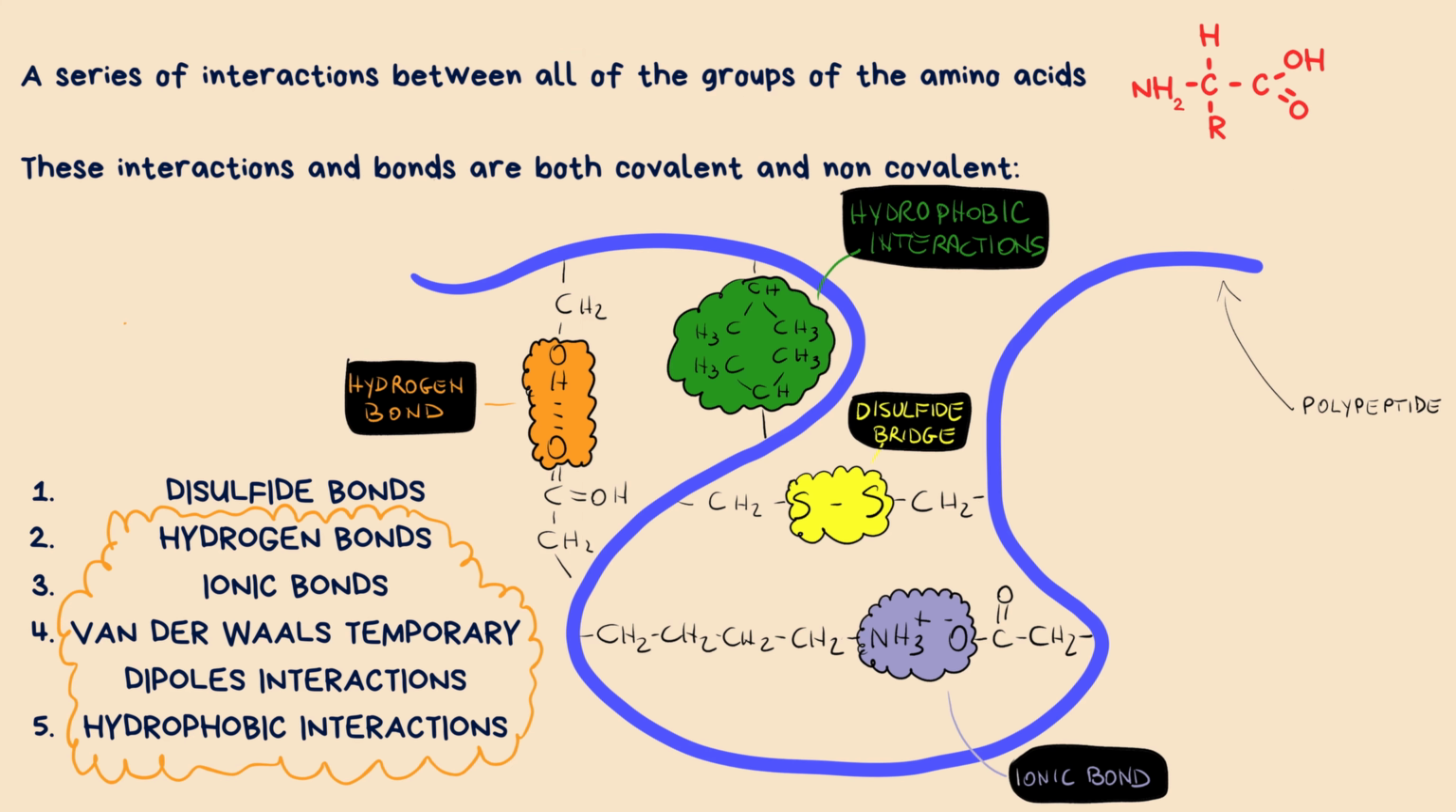Now, the other types of interactions we are going to talk about are non-covalent. Individually, they are much weaker than the disulfide bonds, but since there are so many of them, they collectively have a huge impact on protein stability, especially inside cells. Let's start with hydrogen bonds.